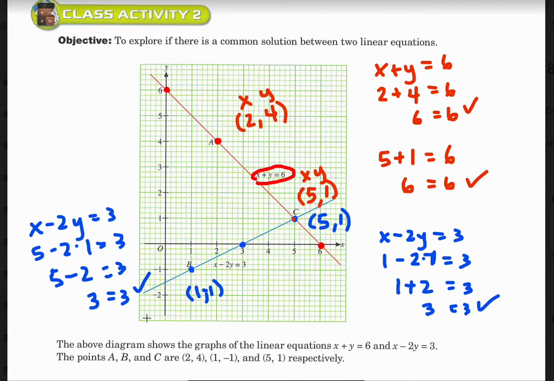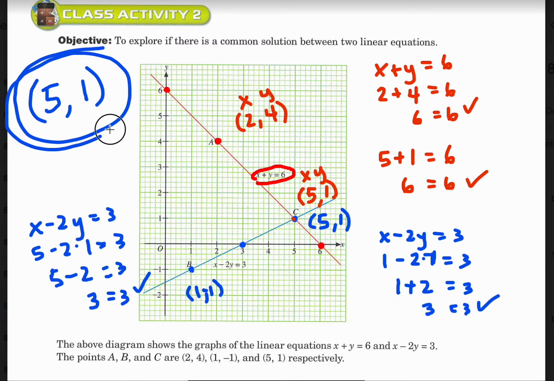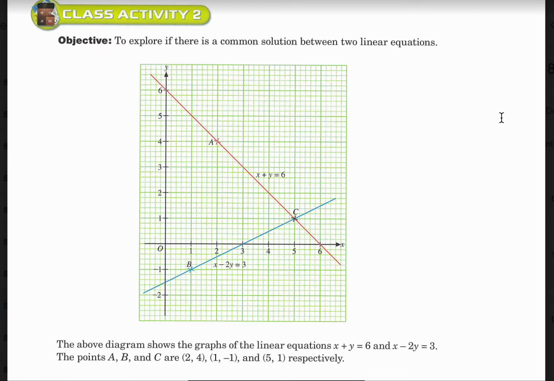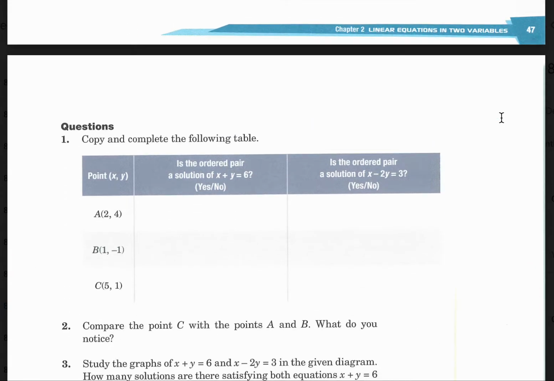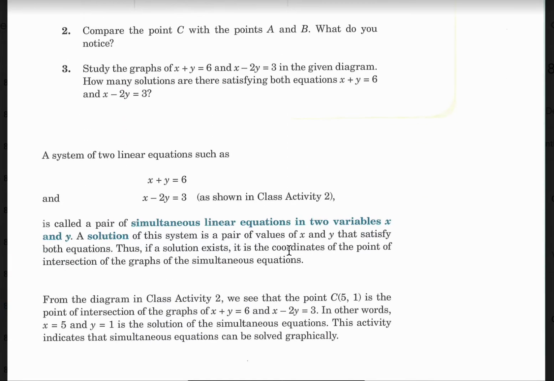So the solution for this problem is not all these numbers, 2, 4, 5, 1, and 1, negative 1. The solution for this problem is 5, 1. One solution. Remember, because we're looking for a solution that works for both equations. All right. This was the same thing that we just did.